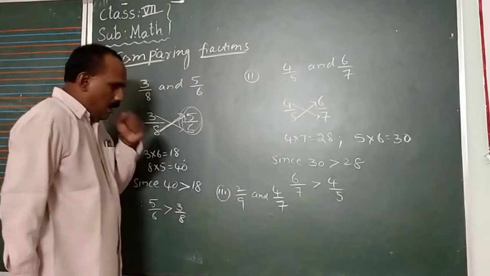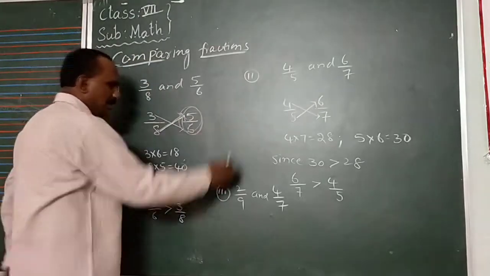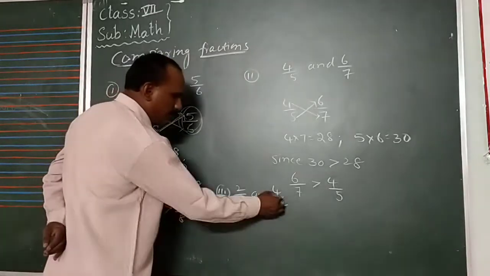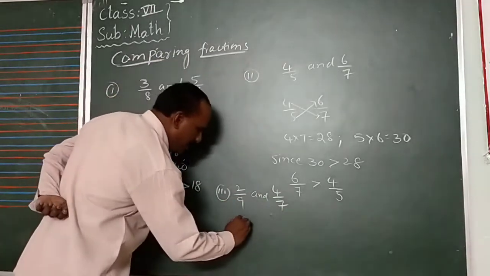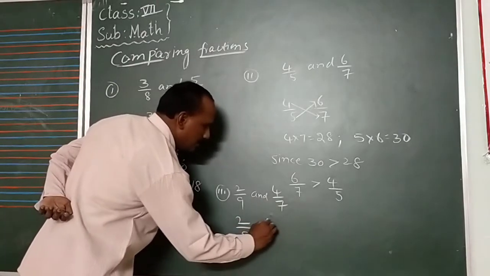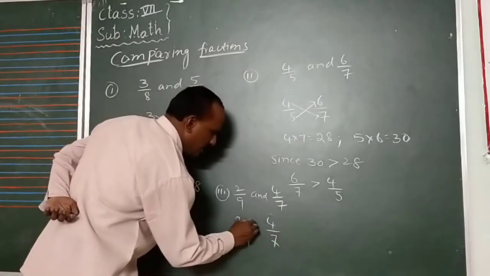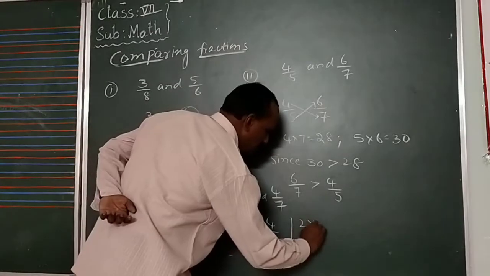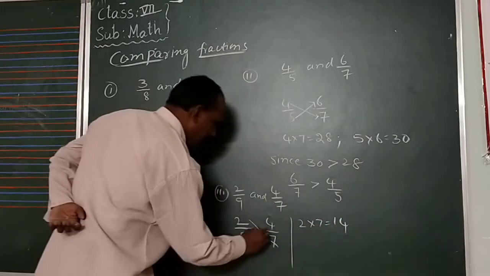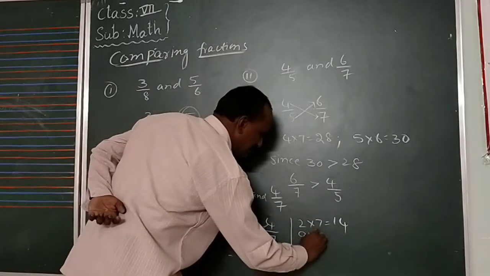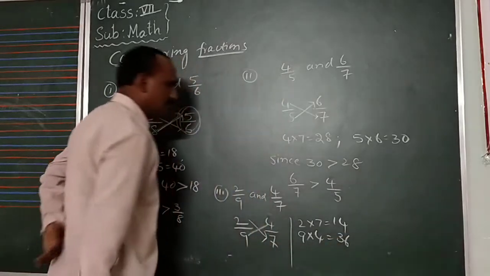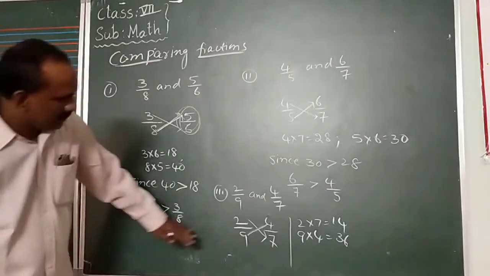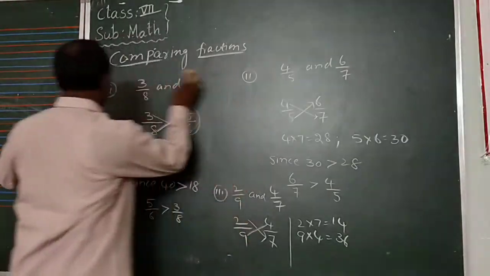According to this method, in these two, either 2/9 or 4/7, which one is greater? You multiply crosswise. 2 into 7 is 14, and 9 into 4 is 36. Okay, I think it is not visible, so I'll go for that here.